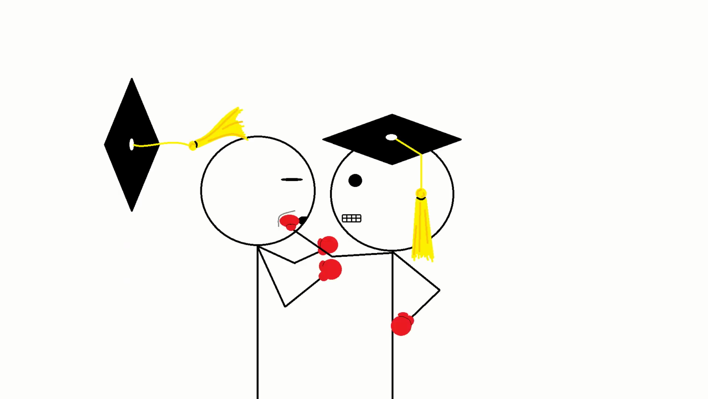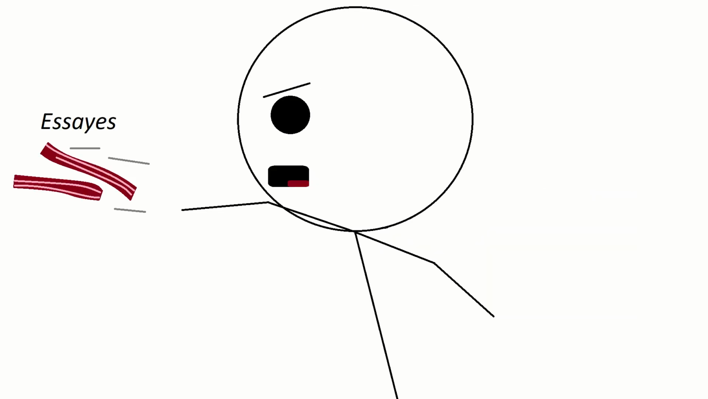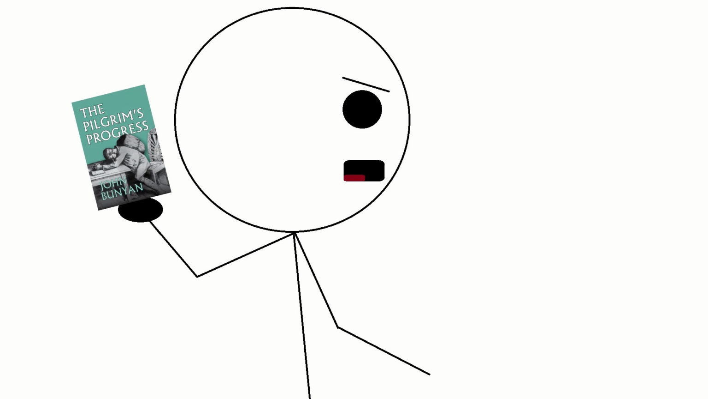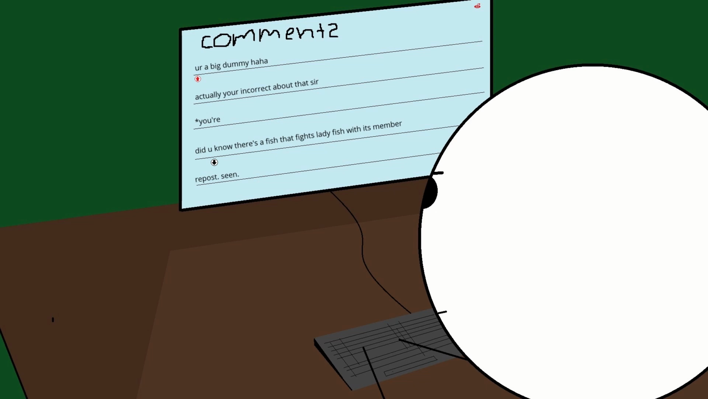These two schools duked it out for a while with syntactic writings like Francis Bacon's 1625 Essays, and elocutionist writings like Paul Bunyan's 1678 Pilgrim's Progress. But in the end, the syntactic school would win the war and become the standard used by angry Redditors to correct people in comment sections around the globe.